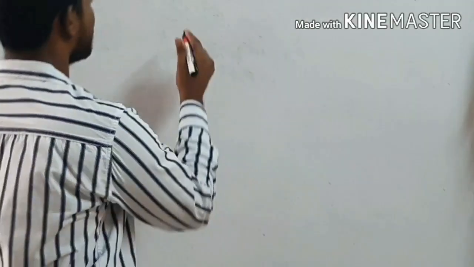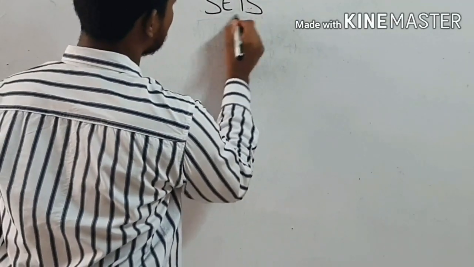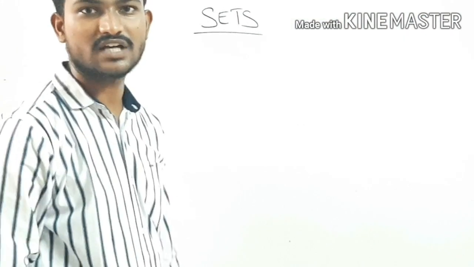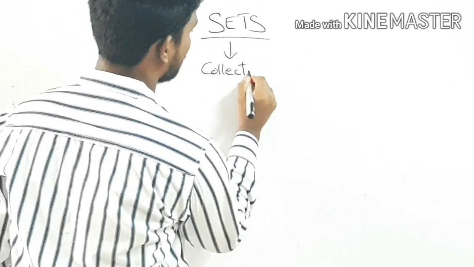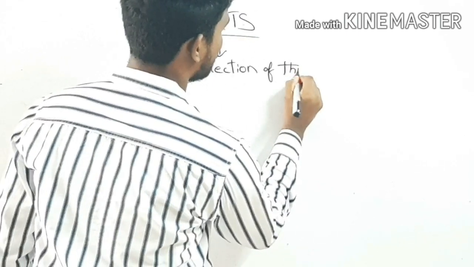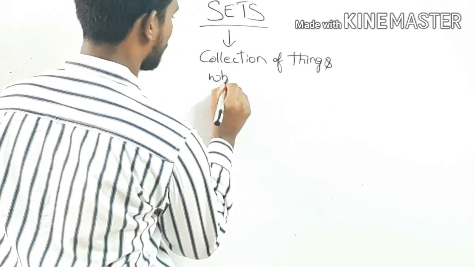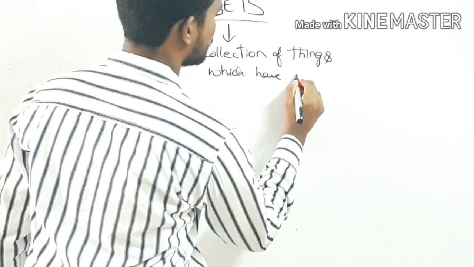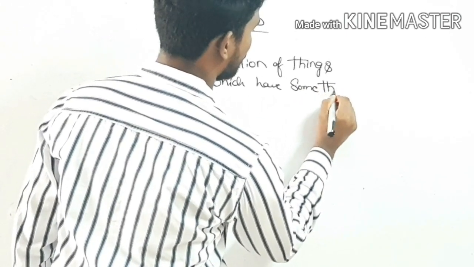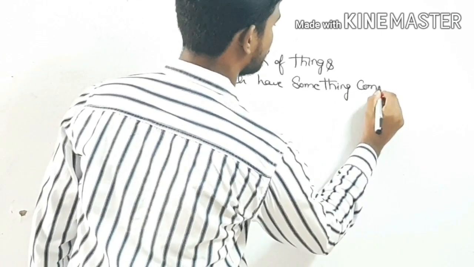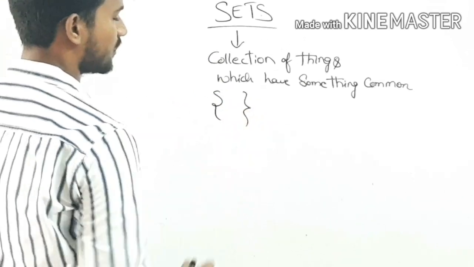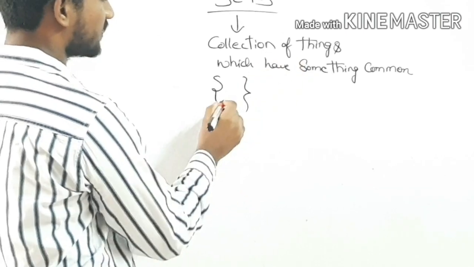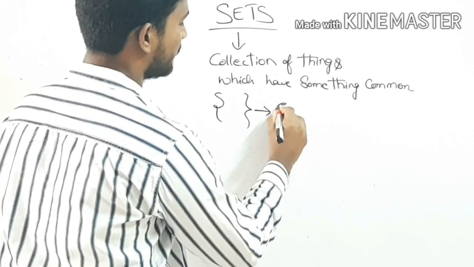Today I want to discuss the second chapter of 10th class, that is sets. A set is a collection of things which have something in common. They are represented with flower brackets on both sides, and the things that are present in the set are known as elements.